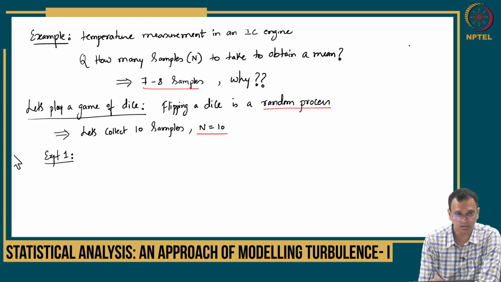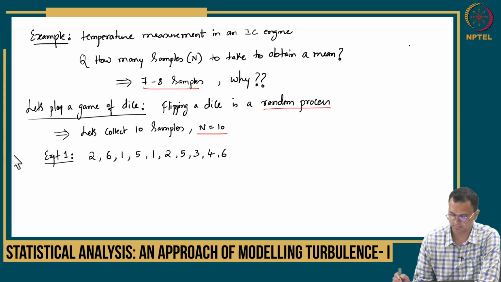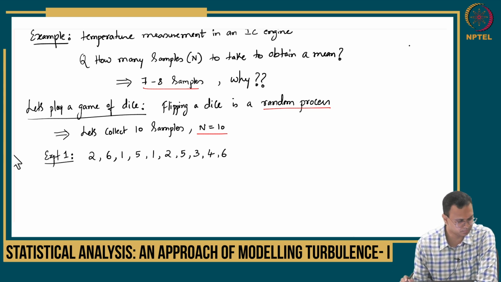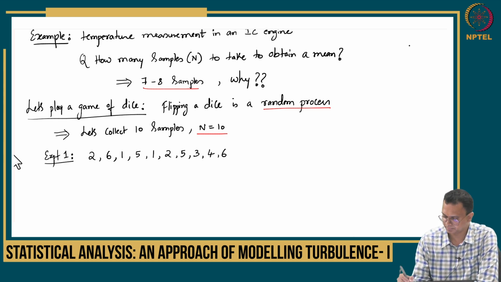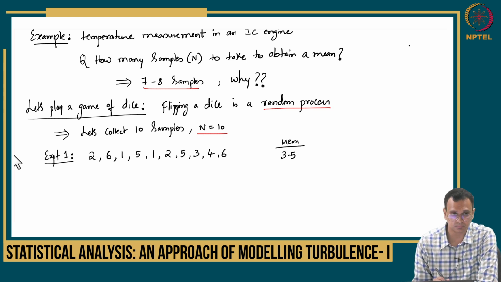What are the samples you got? Can you tell me? 10 different samples. 2, 6, 1, 5, 1, 2, 5, 3, 4, 6. Okay. And the mean that you got? 3.5. Mean is 3.5. Okay. From 10 samples.